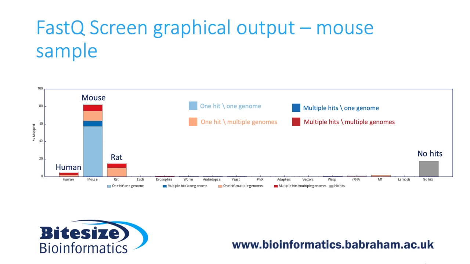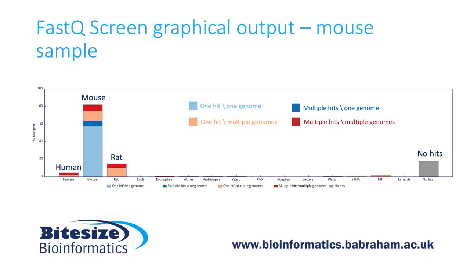If you look at the graph, you can see along the x-axis all the genomes to which the reads were mapped. So that starts with human, mouse, rat, and then there are a range of other genomes which you might not be able to see the writing too clearly, but they are E. coli, Drosophila, and so on. And right at the end, we have no hits. So what does this mean?